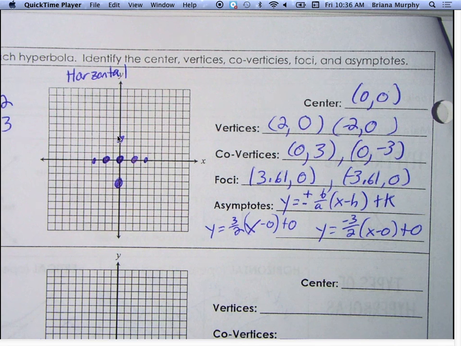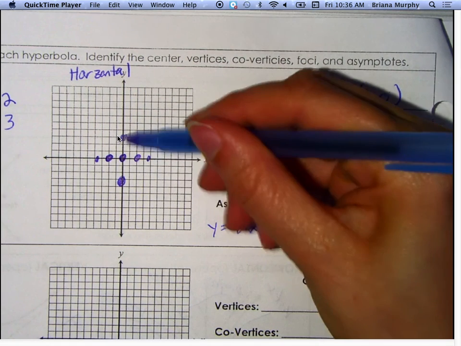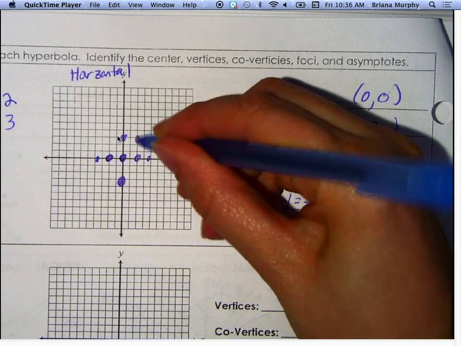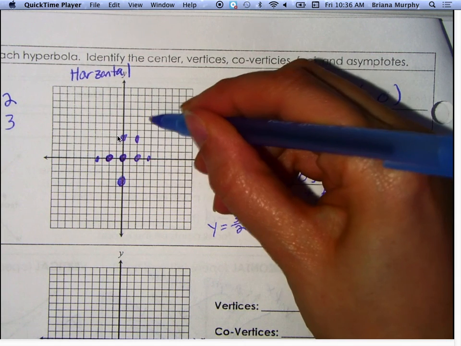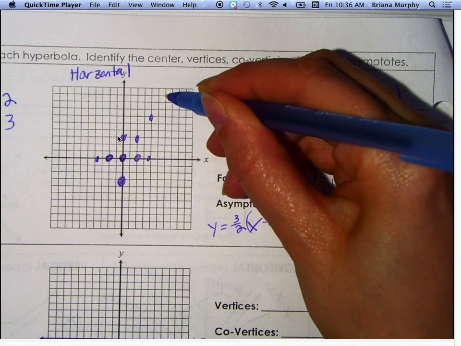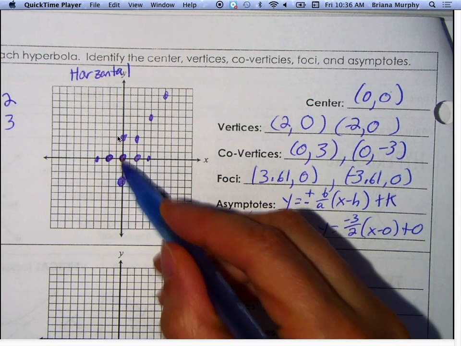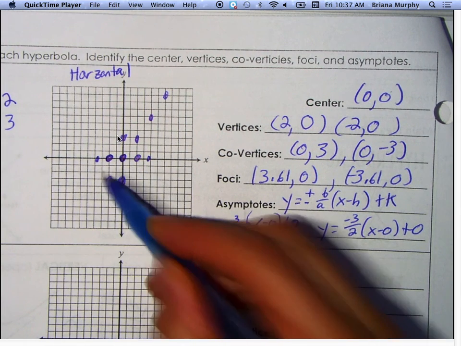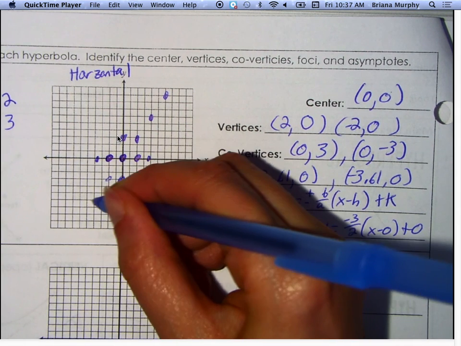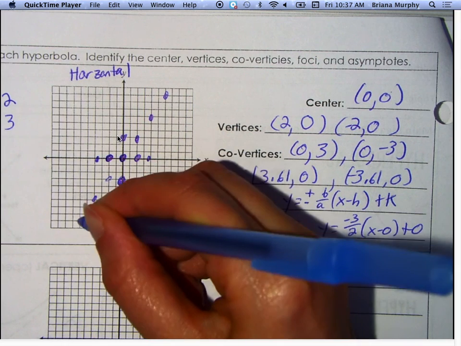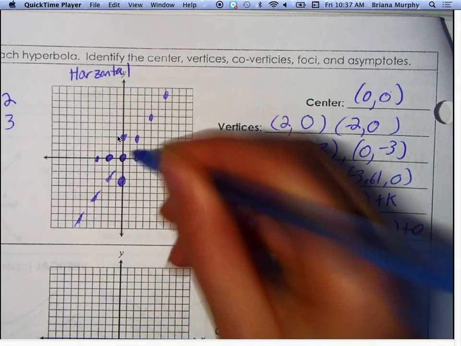What's H? H is the x value for the center. K is the y value for the center. They are both 0, correct? Now I'm going to graph this. So I'm starting at the origin. I'm going to go up 3 over 2, up 3 over 2, up 3 over 2. Or starting at the origin, going down 3 over negative 2, down 3 over negative 2, down 3 over negative 2. Draw a dotted line.